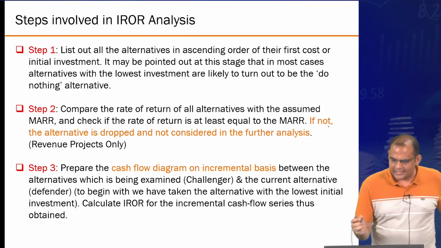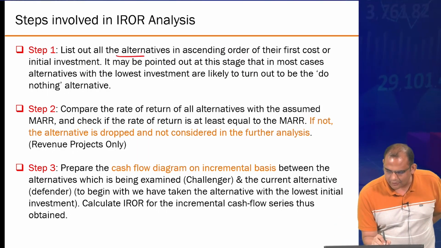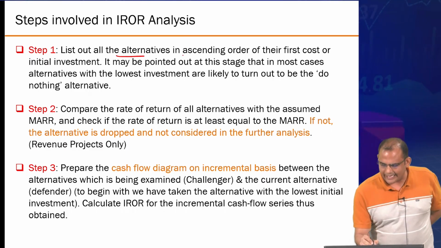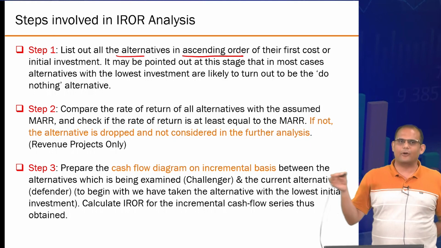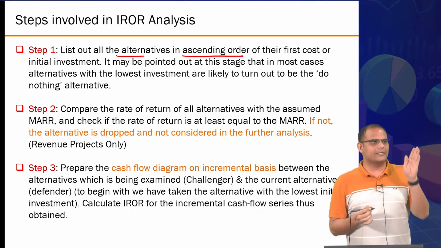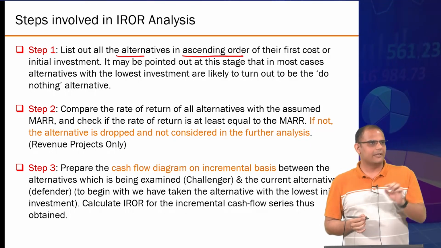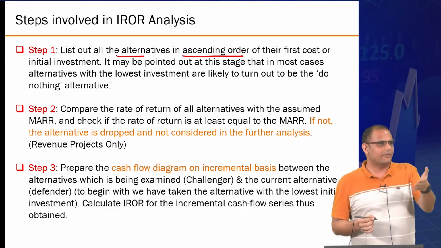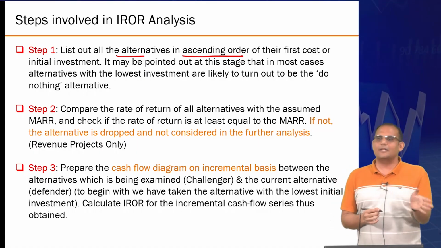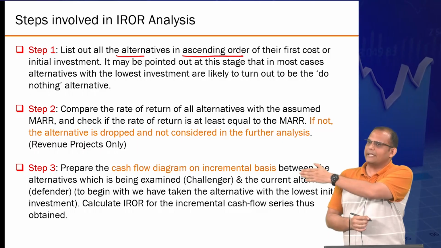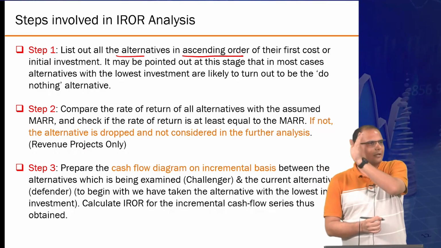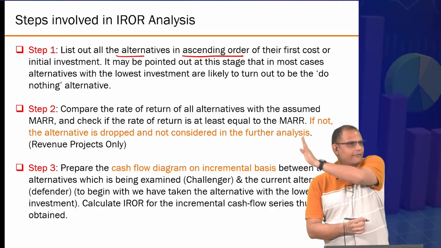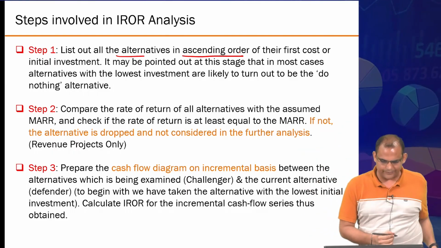All right. First is, you have to list out all the alternatives in ascending order of their first cost. So let's say you have 4 alternatives. What you simply do is you rearrange them, and the numbering of them is slightly different, and you arrange them in ascending order of increasing cost, so that the first alternative is the lowest cost, then the second highest cost, third highest cost, and the fourth highest cost, and like that you can put.